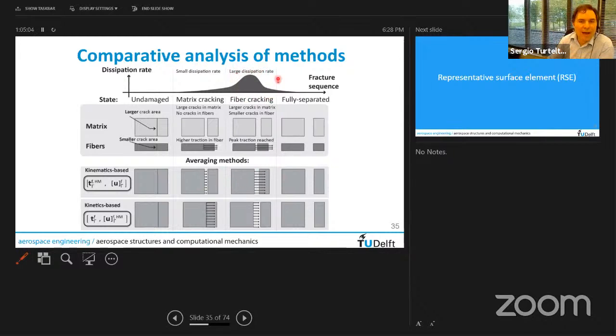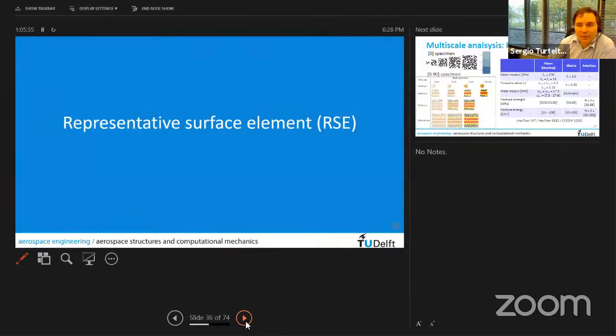When the fibers crack, in this case, that's the problem: the kinematic space method over-predicts the traction to compensate for the fact that it had already given you a wrong estimate, if you want, for the crack opening. I'm also looking at the time, so I'm going to move on very briefly to the multiscale part, because so far we've looked at the requirement for the multiscale, but not looked at the multiscale itself.